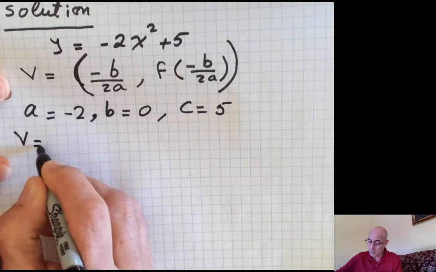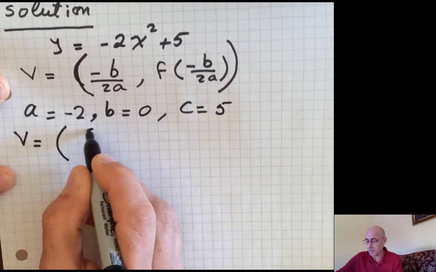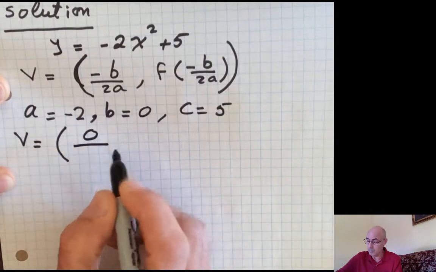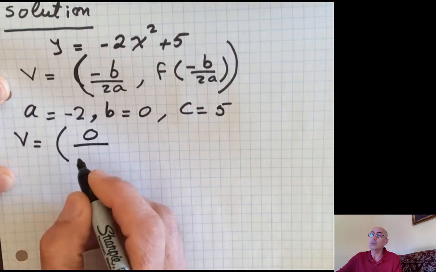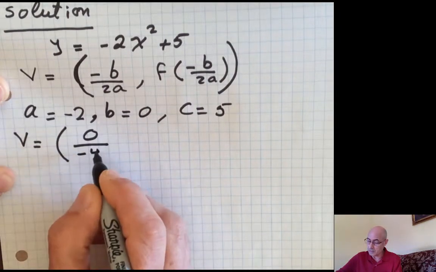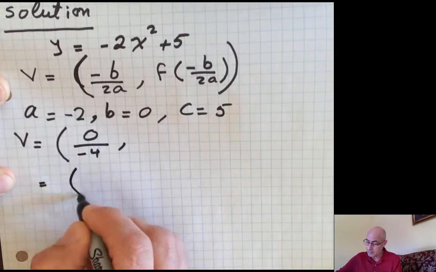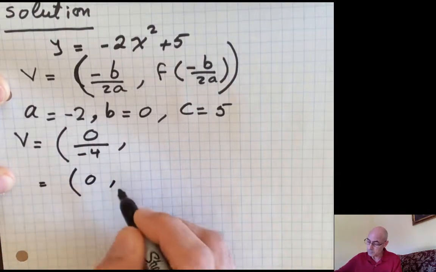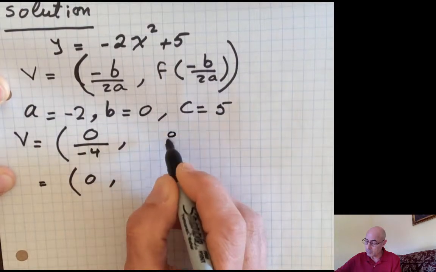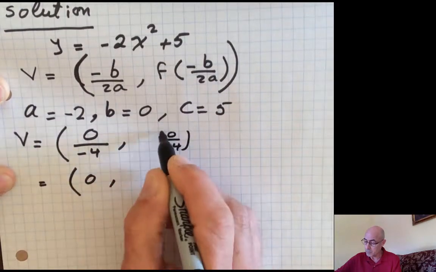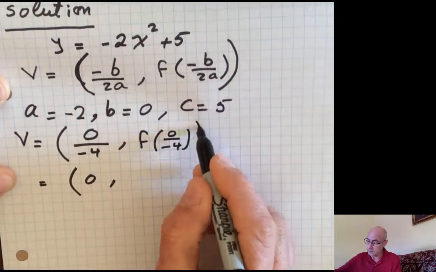So the vertex equals ordered pair, negative b, negative 0. 0 doesn't have negative or positive, so we just write 0. Divided by 2 times a. 2 times negative 2 is negative 4. And 0 divided by any number is 0. So now we have 0 for the x. For the y, we need to take that 0 over negative 4, which is 0, and we plug it in the original function, this one, instead of the x.